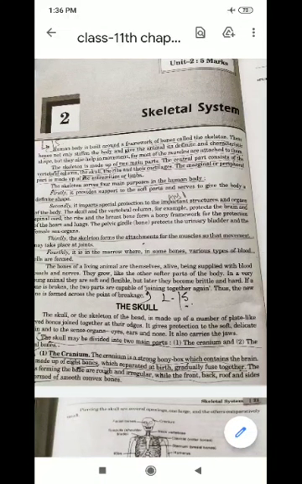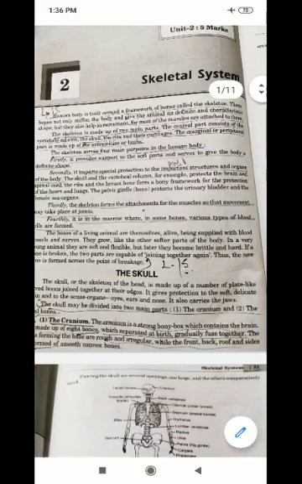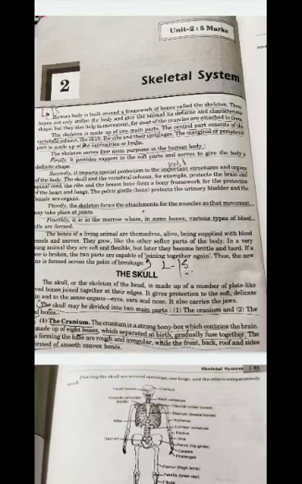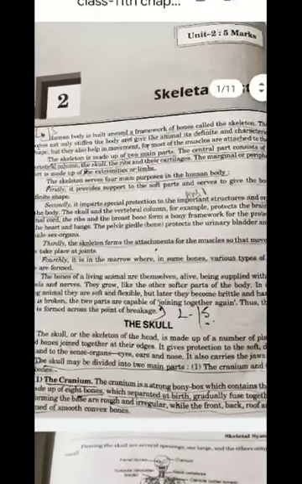Class 11th, Subject Home Science, Chapter 2, Skeleton System. Today I will tell you about our skeleton. What is a skeleton? What is the function of a skeleton? What is the purpose of the skeleton in our human body? These are given in your book.